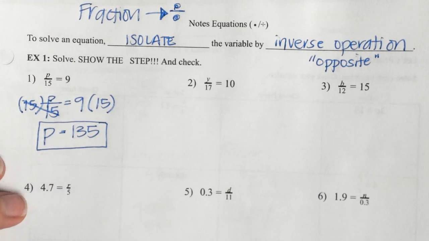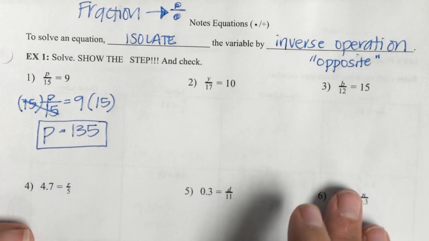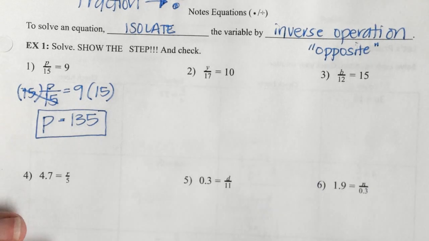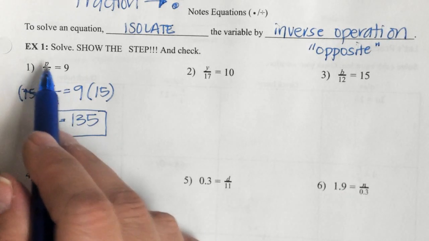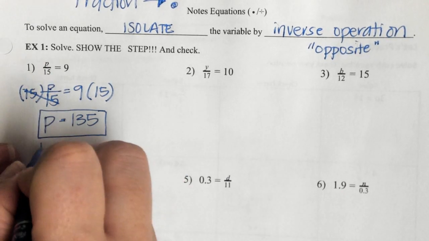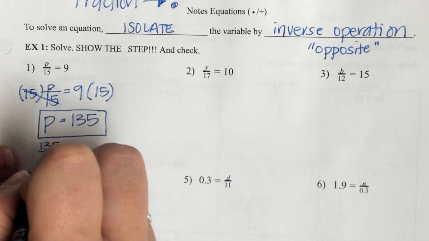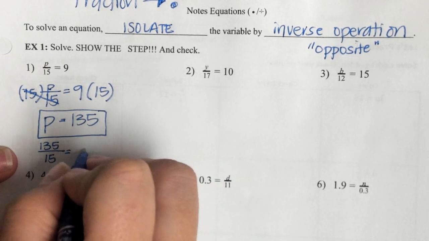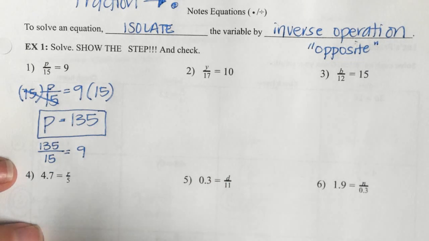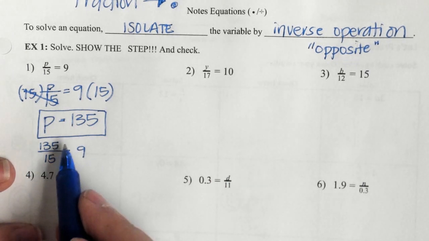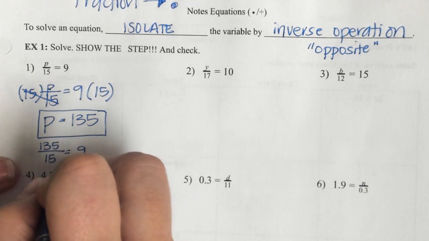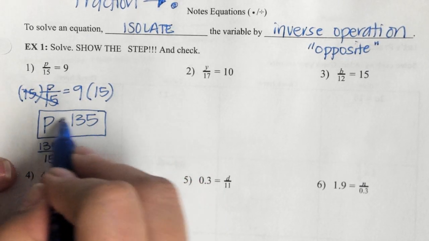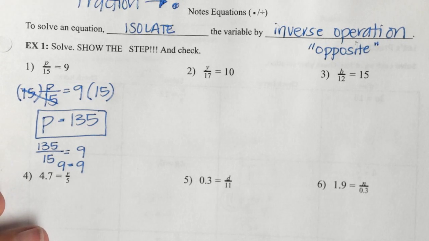Okay. So, can I do the next one? No, hold on, I'm not done. I got to check it. Okay, so when we check this, I'm going to plug this back in for our variable. So 135 divided by 15 is supposed to equal 9. So if we look at this, that'd be 45, carry my 4. So that does give me 135. So my solution works. Okay?